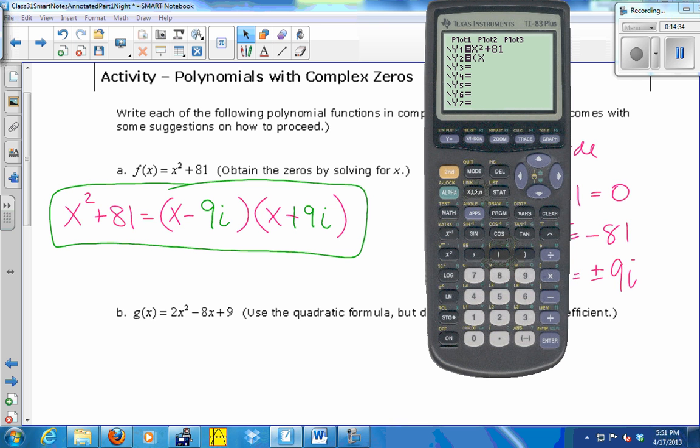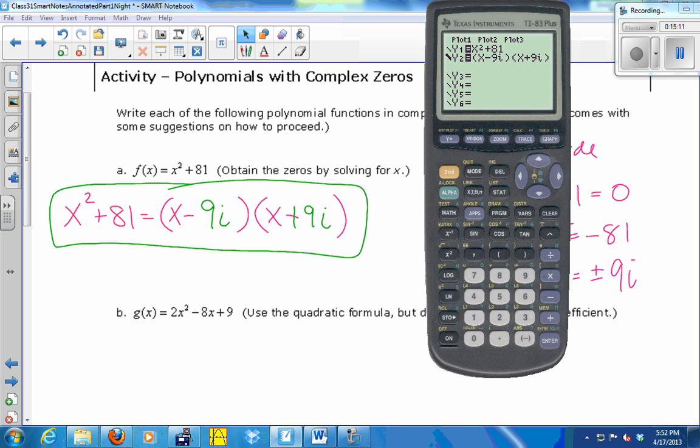So I'm going to do x minus 9i, where i is the second function over the decimal point, times x plus 9i. And then when I graph these two, I'm going to graph y2 in bold. A little diagonal line next to y2. If you put the cursor on it and press enter, you can change it to bold. So graph both of these, and they should be the same graph. If they're the same graph, I know that they are in fact equal, and I did it right.